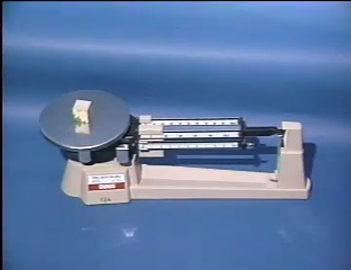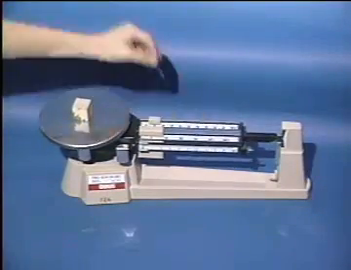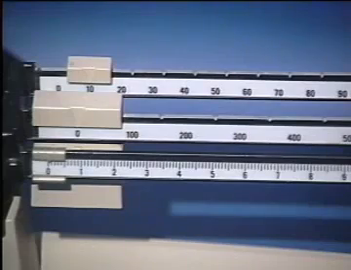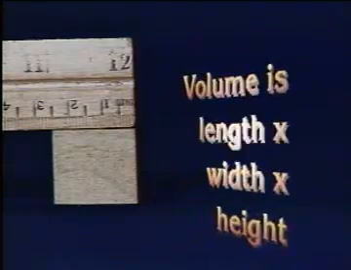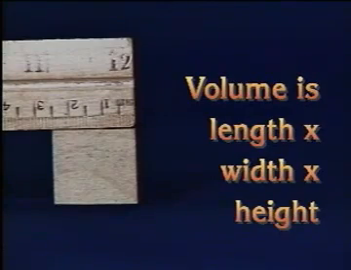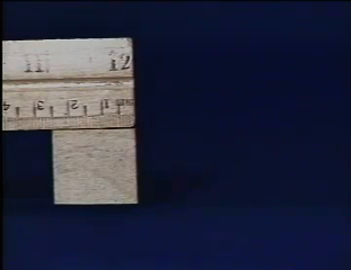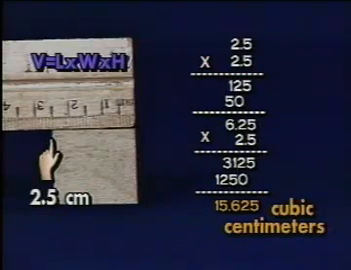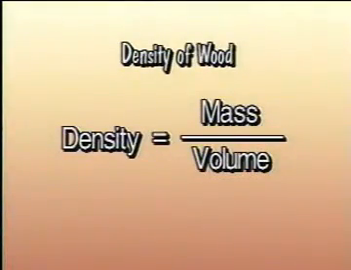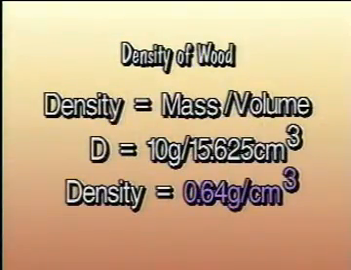The density of this piece of wood can be determined by measuring the mass and volume of the wood. The mass is 10 grams. Volume is equal to length times width times height. Each side of the cube of wood is 2.5 centimeters, so here is the calculation. As you can see, the volume is 15.625 cubic centimeters. Density is equal to mass divided by volume. The mass is 10 grams, and the volume is 15.625 cubic centimeters. So the density of the wood is 0.64 grams per cubic centimeter.